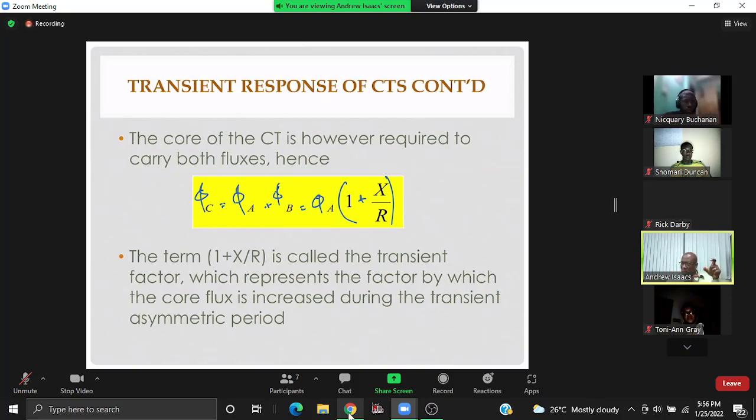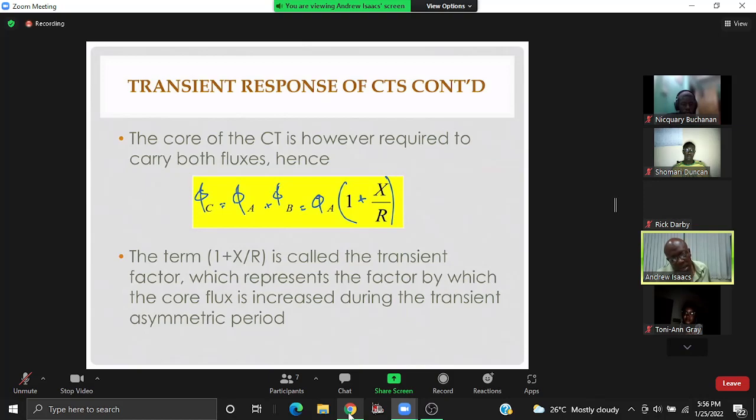Why do I mention that? When you go into industry, whereas we in school tell you about the reactance and the resistance of the transformer, what you may get is the reactance of the transformer, but you also get the X to R ratio.